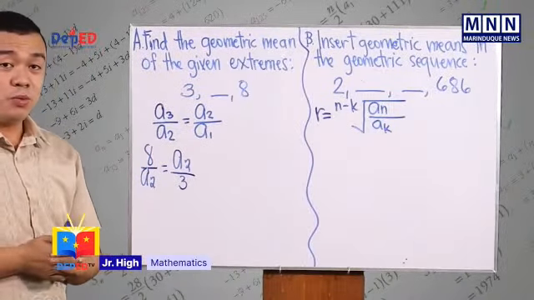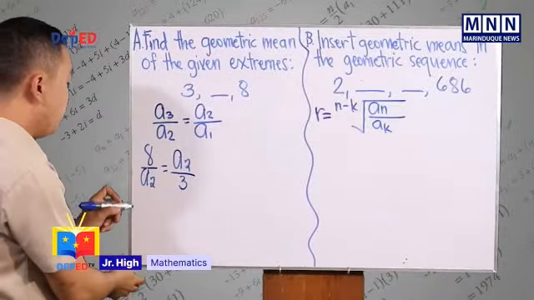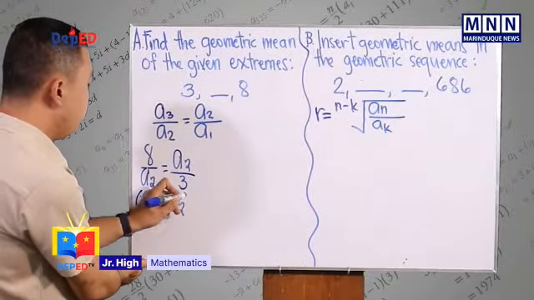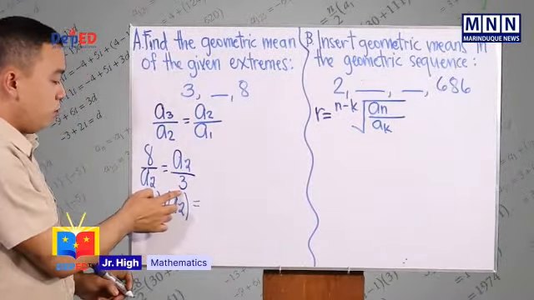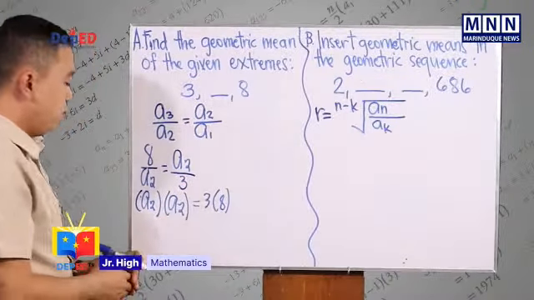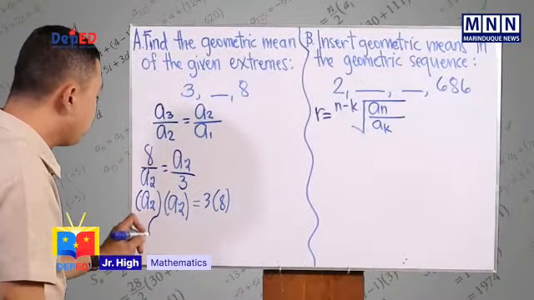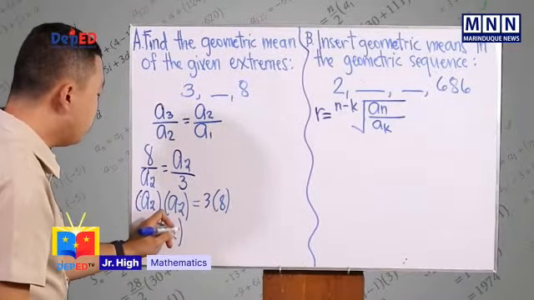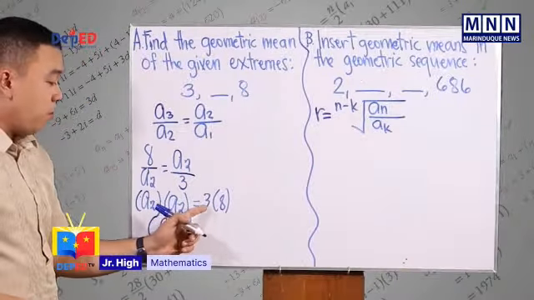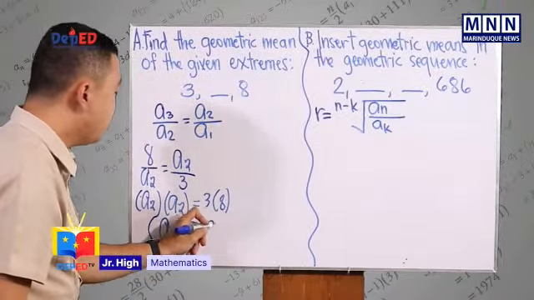Now, let's cross multiply these terms. You have a sub 2 times a sub 2 is equal to 3 times 8. Multiplying a sub 2 times a sub 2 will give us a sub 2 squared. And 3 times 8 will give us 24.